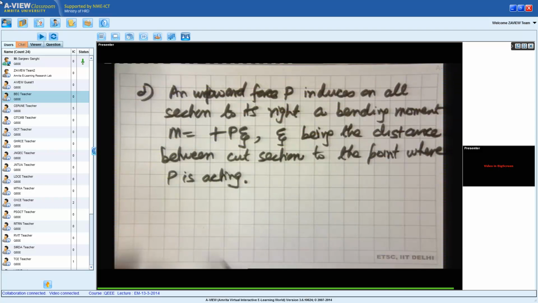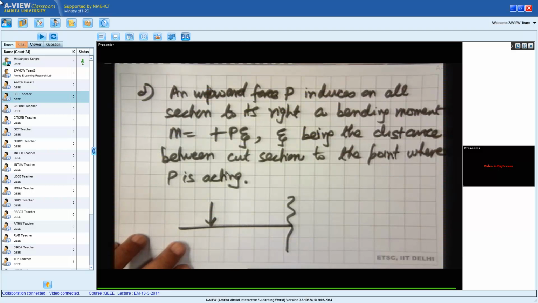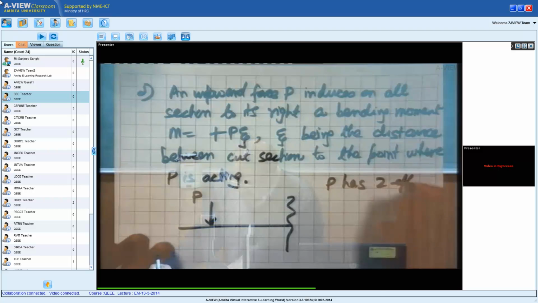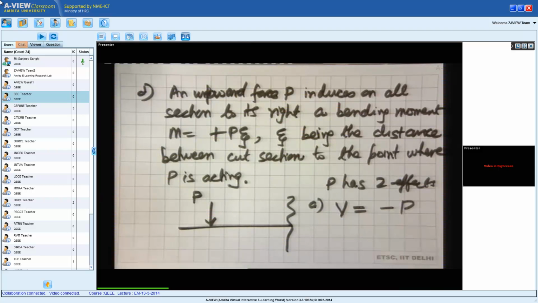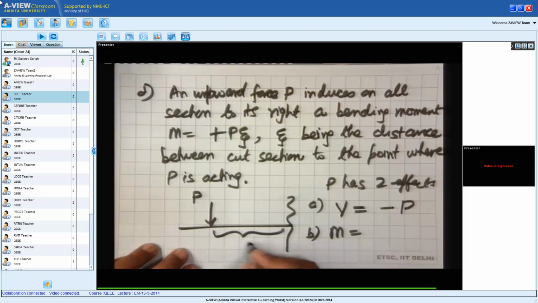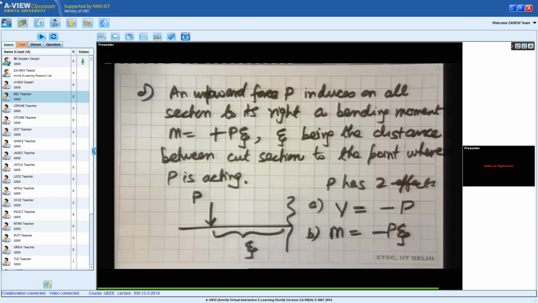So that means if we have a force P which is acting, and if this is the section, this force P has two effects. One is in the shear force, this causes an effect of minus P, and in the bending moment it causes an effect of minus P zeta. The effect of the first thing will be seen in the shear force diagram, effect of the second thing will be seen in the bending moment diagram.